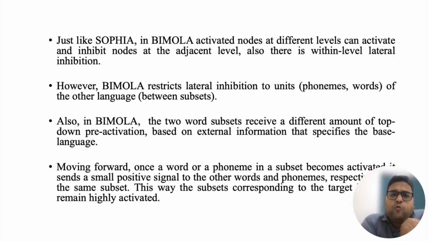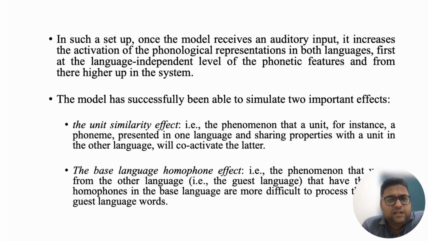Now, moving forward, once a word or a phoneme in a subset becomes activated, it sends a small positive signal to other words and phonemes respectively in the same subset. This way, subsets corresponding to the target will always remain highly activated. Now, in such a setup, once the model receives an auditory input, it increases the activation of the phonological representation in both languages, first at the language independent level of phonetic features and from there higher up in the system. So this is basically how they are trying to explain the parallel phonological activation in the spoken domain, as we have seen.